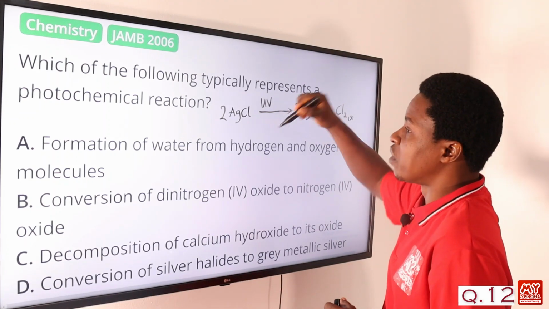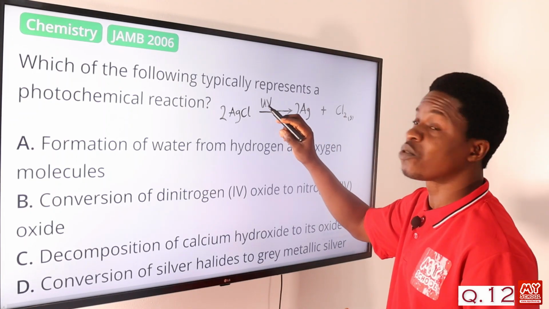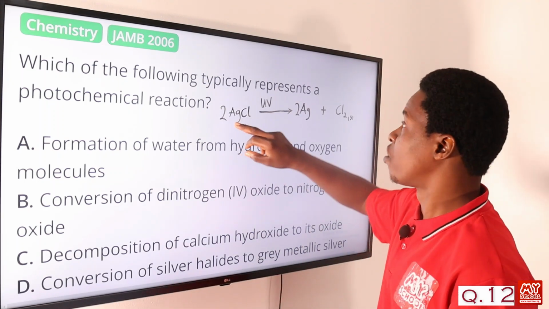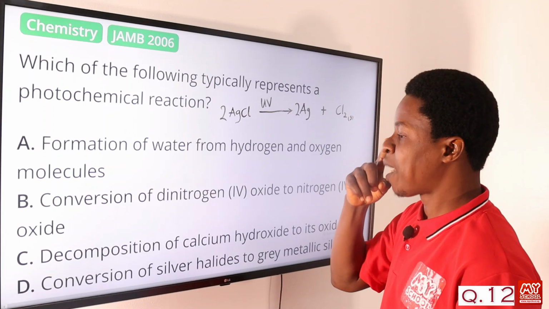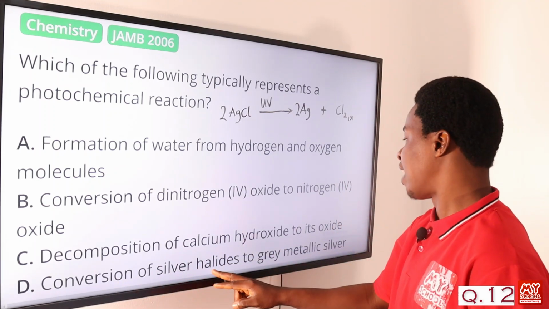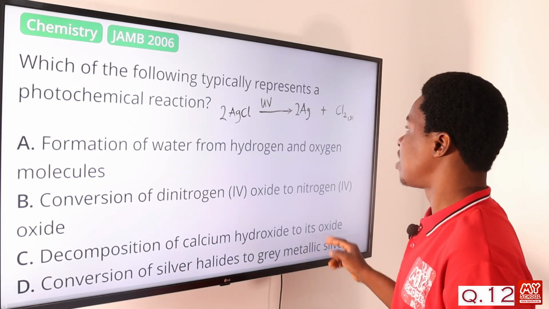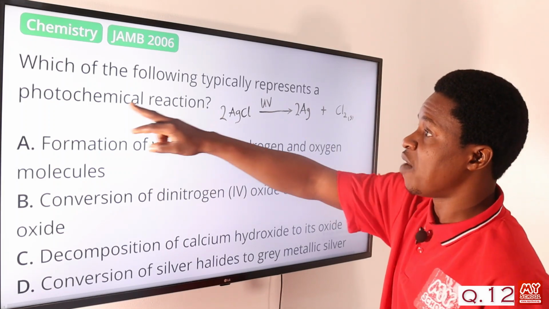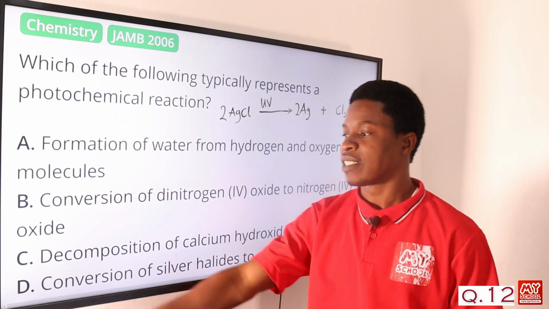So this reaction will take place in the presence of ultraviolet light. That is the light energy that will drive this reaction. So it's a common example. Which means that conversion of silver halide to gray metallic silver actually represents a photochemical reaction. So the correct answer is option D.